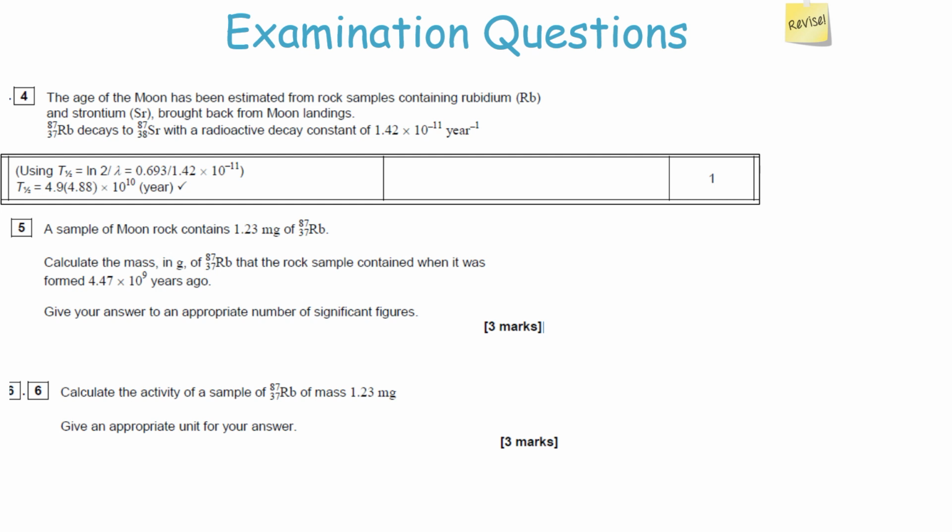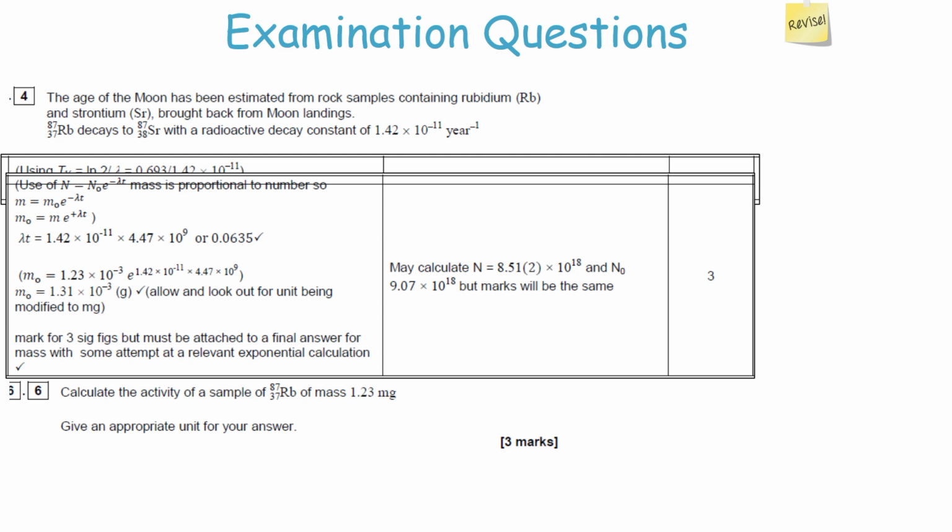Now, next question is calculating the mass. So we've got to use our decay constant equation. So we'll use our equation of m is equal to m0 e to the minus lambda t, where m is that mass at that particular point in time, m0 is the initial mass, and lambda is the decay constant. Remember, it's a minus because the mass is decreasing in size because it's decaying, and then times by the time which you're measuring.